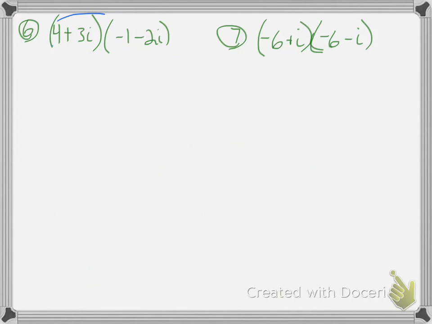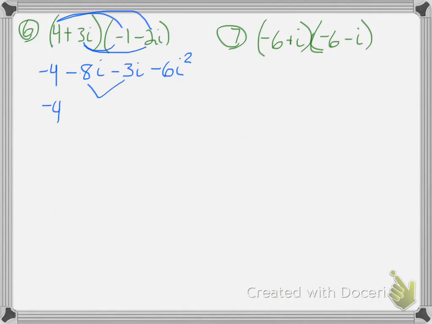Okay, so when I do 4 times negative 1, that's going to be negative 4. 4 times negative 2i, well, positive times negative is negative. 4 times 2 is 8, so I have negative 8i. Then I have positive 3i times negative 1 is negative 3i, and positive 3i times negative 2i is negative 6, but the i times i will make i squared. So then I have negative 4.